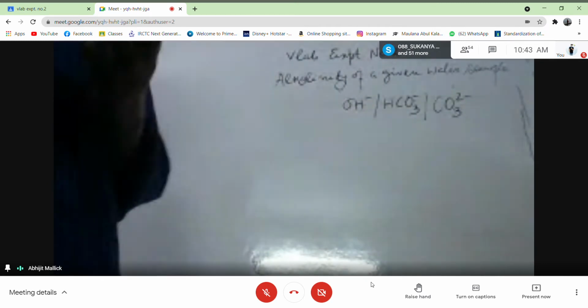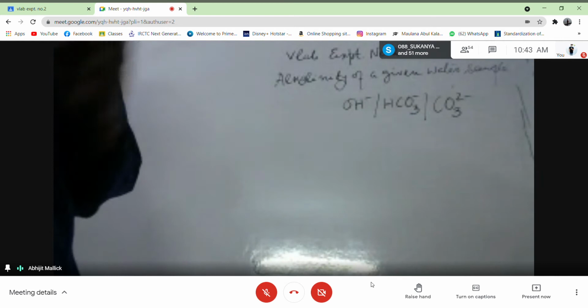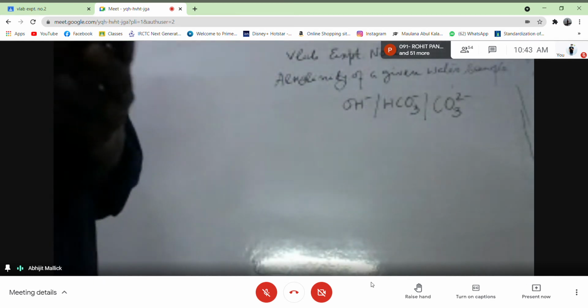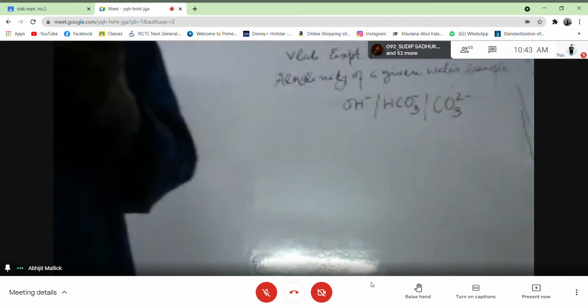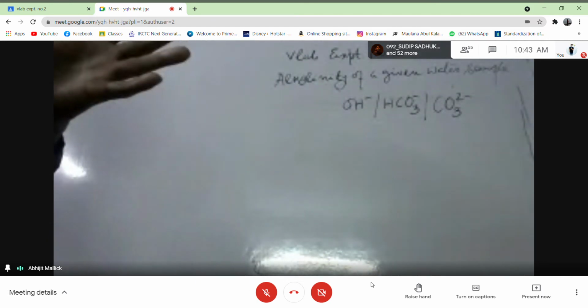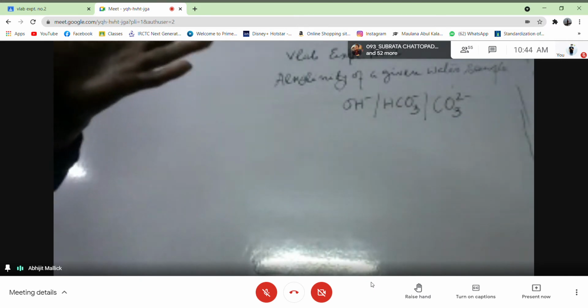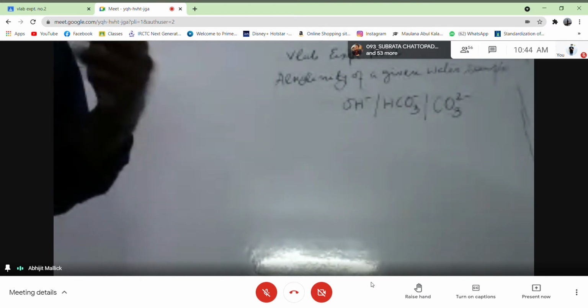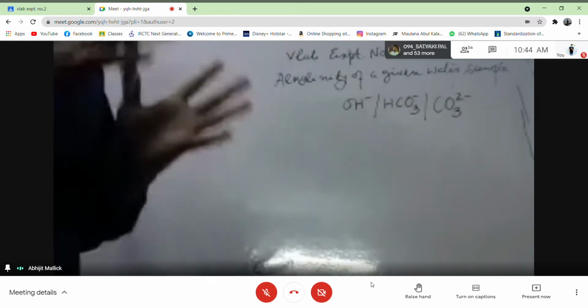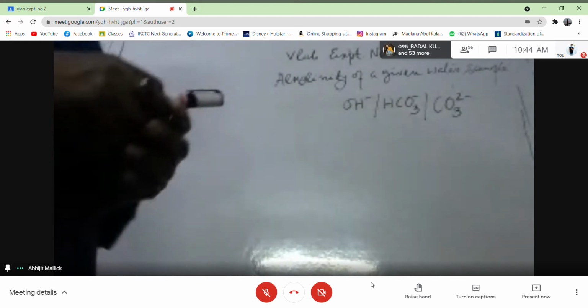This is our objective: which type of radical is present, number one, and number two, what is its concentration. So this is our objective. The objective is now clear. What is the objective? To determine the type of radicals present, number one, and number two, the individual concentration of the radicals. So these two are the objectives.